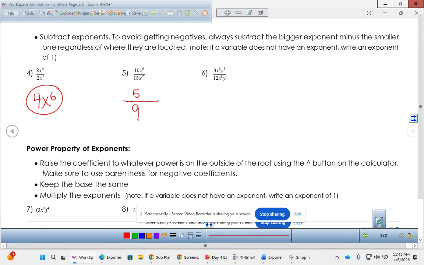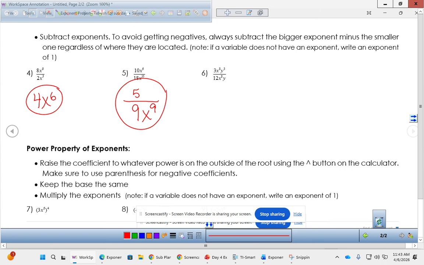I have an x exponent of 6 on the top and 15 on the bottom. So since 15 is bigger, the x is going to stay on the bottom. And I'm going to do 15, which is the bigger exponent, minus 6, which is the smaller exponent. And so my answer looks like this.